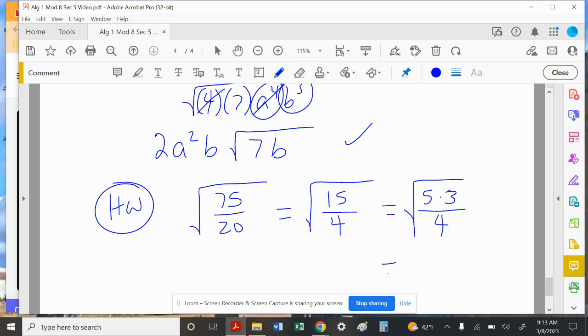So notice in this case, my 4 is in the denominator, so I have 1/2 because I can take out a 2, which is the square root of 4, and I'm left with the square root of 15 inside. And that's what I have, which is this 5 times 3. That's what I would have as my final answer.